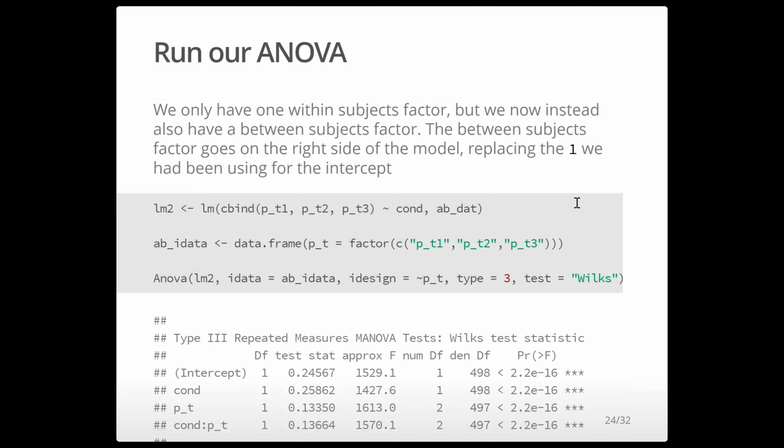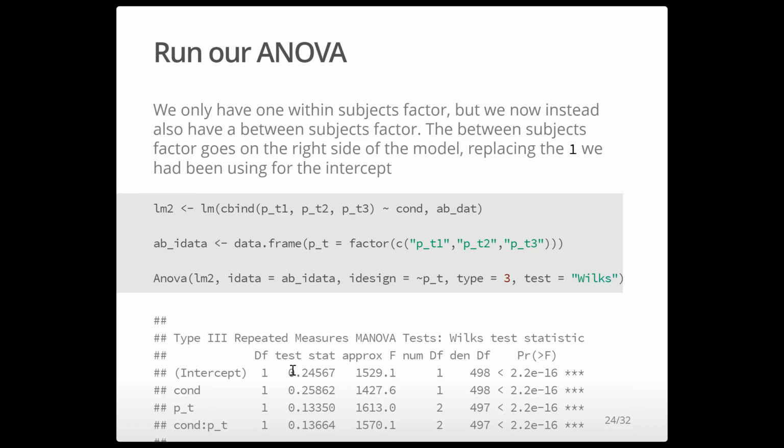So the between subjects factor is going to go on the right side of the model, replacing the one we've been regressing on as the intercept. So within subjects go on the left side, between subjects go on the right side. For my I data now, I only have one factor that I have to put into a data frame, just the podcasts. So I don't need to separate this out by prefix and suffix. That's only for when we have 2 crossed factors.